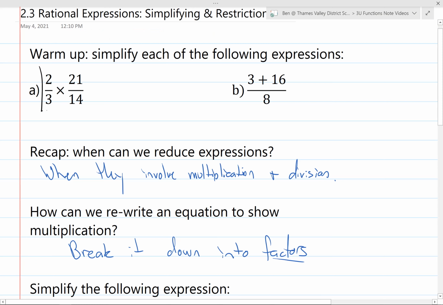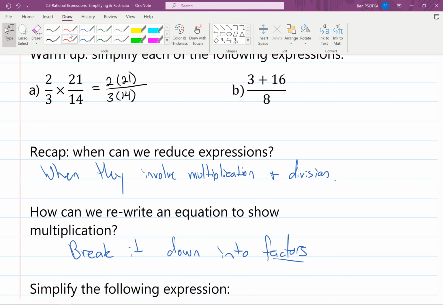So we're just wanting to simplify two fractions that are being multiplied together here. If you're multiplying fractions together, then you're just multiplying their numerators and multiplying their denominators. So that means we could rewrite this as 2 times 21 divided by 3 times 14. Well, we could throw this into our calculator and we could do 2 times 21. In fact, we could do that in our heads if we wanted to.